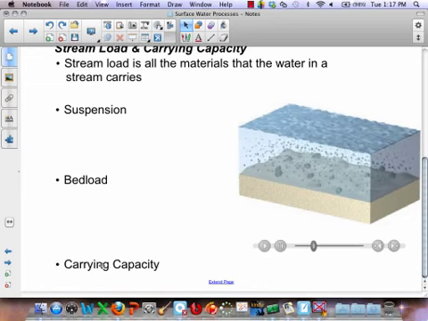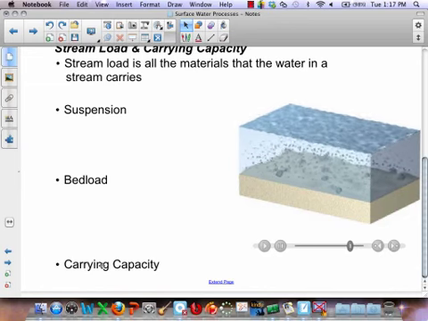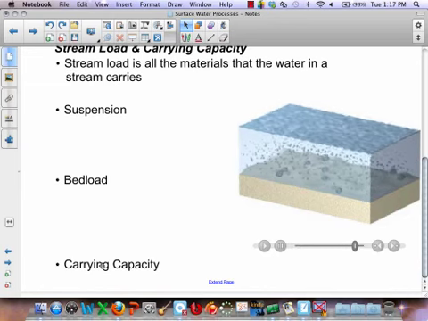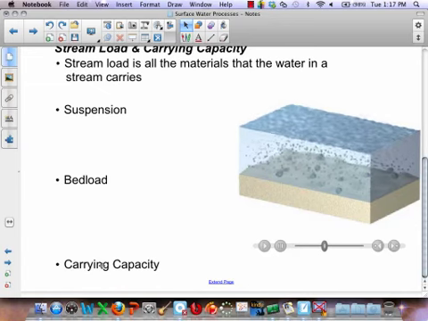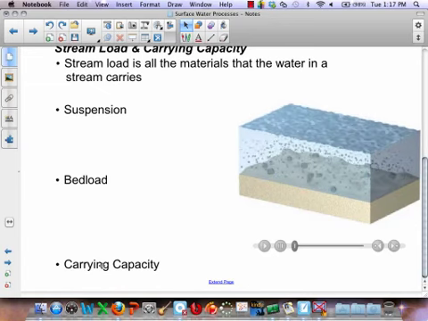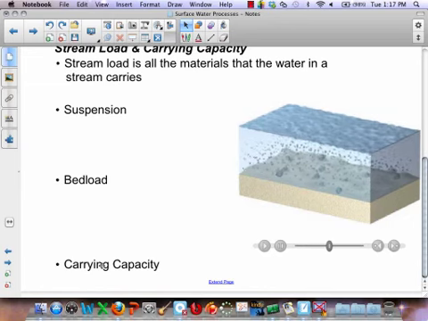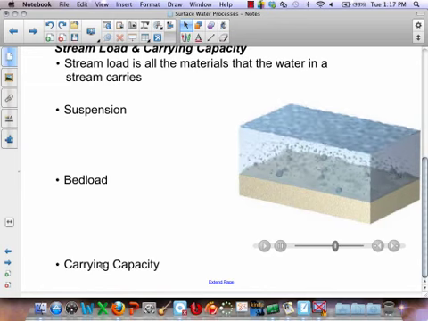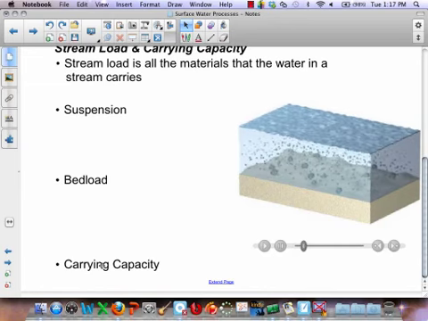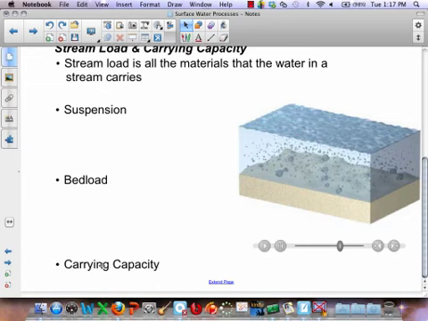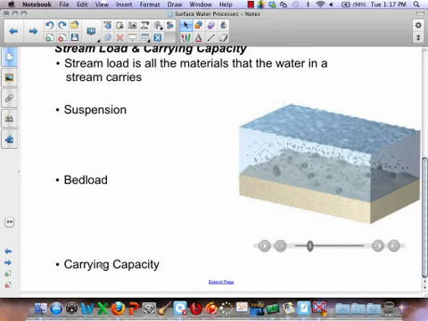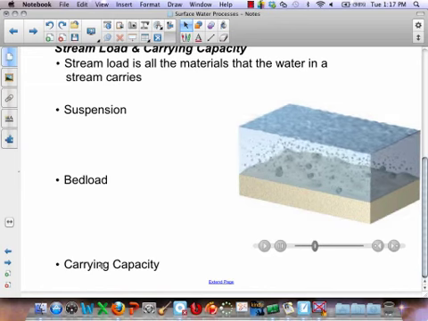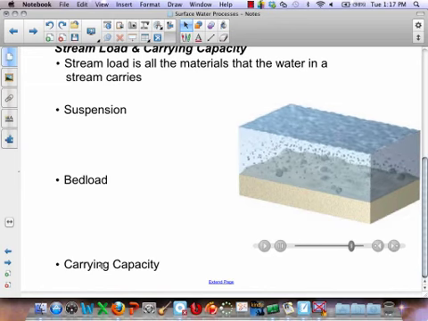And that carrying capacity is completely related to the velocity of the water. The faster the water is moving, the more it can carry. Pretty simple. It's directly proportional. So the faster I'm moving, the more sediments I can carry. Therefore, if my velocity slows down, what happens to that material? Can it be carried any longer? So what does it do? It drops to the bed.